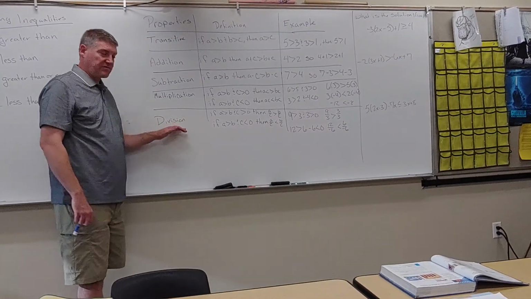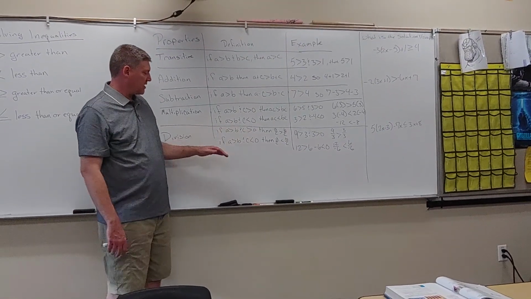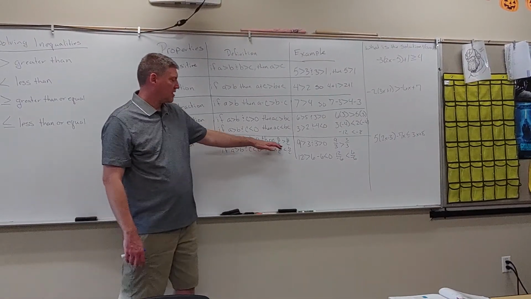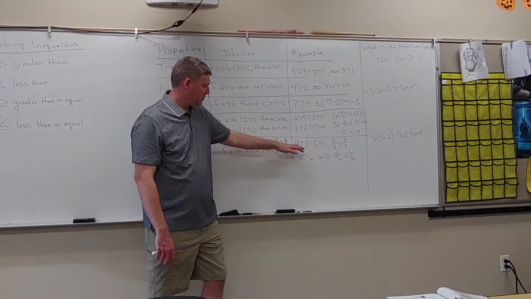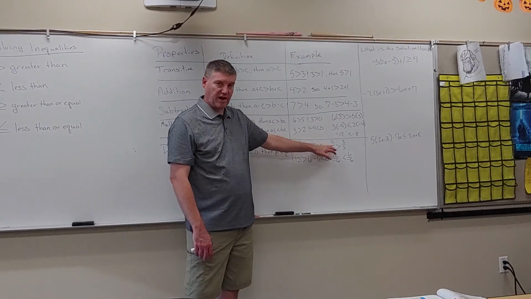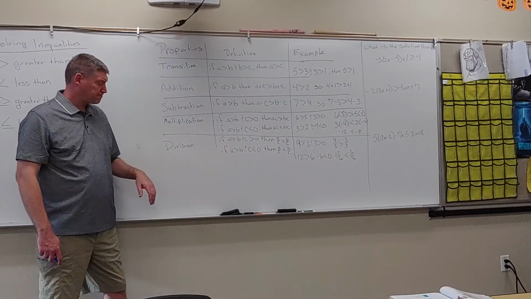Okay? So division has that same type of inequality where if C is positive, so if A is greater than B and C is greater than 0, then A over C is greater than B over C. Here we have our example here. 9 is greater than 3. 3 is greater than 0. So 9 over 3 is greater than 3 over 3, right? 3 is greater than 1.